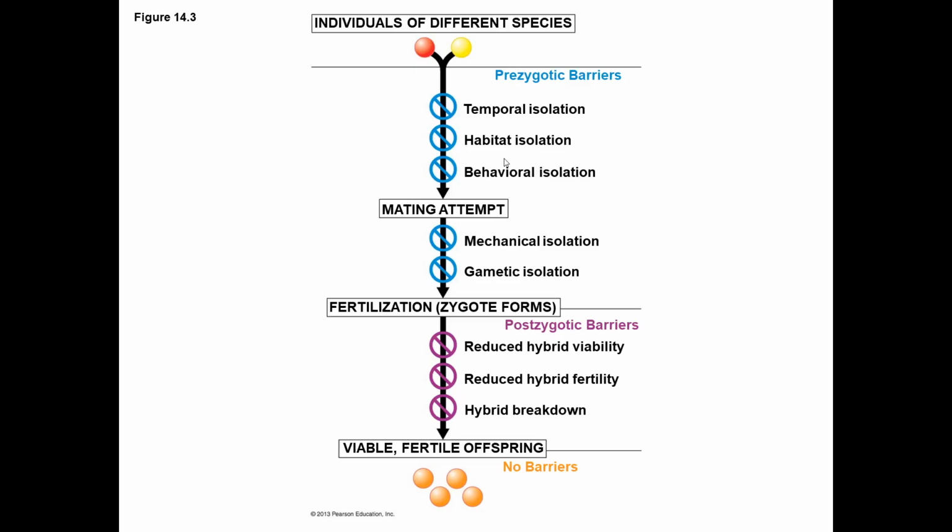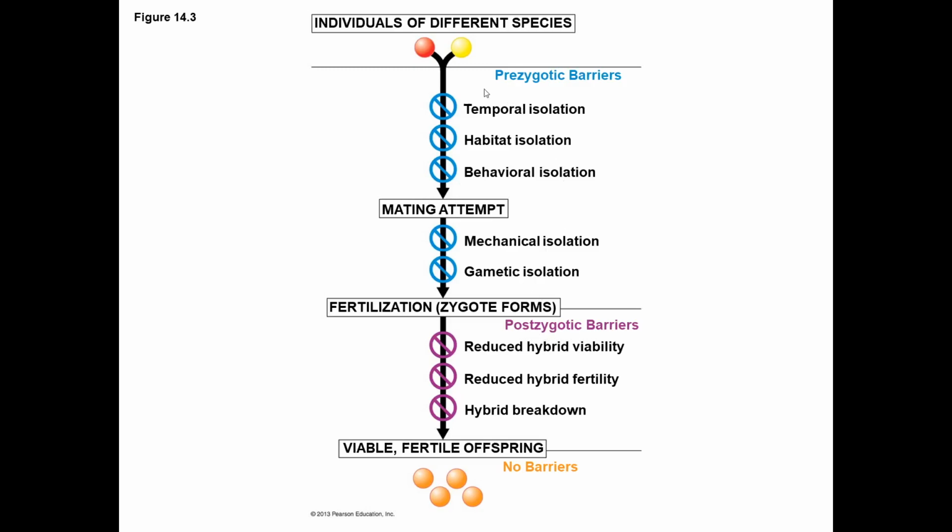But sometimes two different species do try to mate. And in this case, there is a mating attempt. When there is a mating attempt between members of two different species, then mechanical and gametic isolation events can kick in, preventing the formation of a zygote. But let's say that there is a mating attempt and neither mechanical nor gametic isolation prevents it from happening, then you actually do get a zygote that is made from two different species. That is when our post-zygotic barriers are going to kick in.